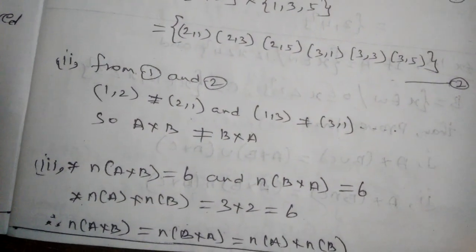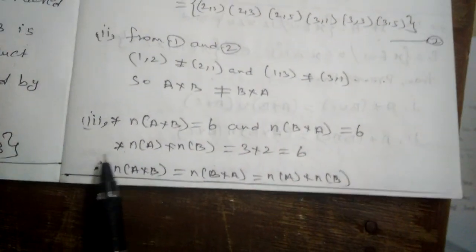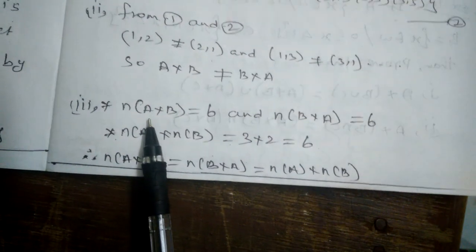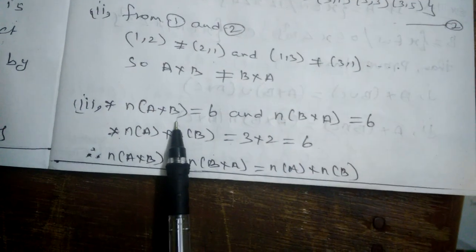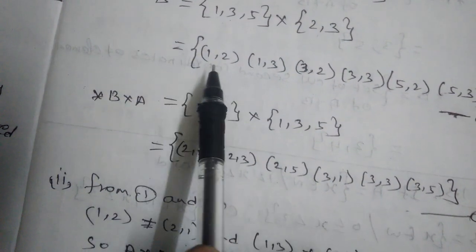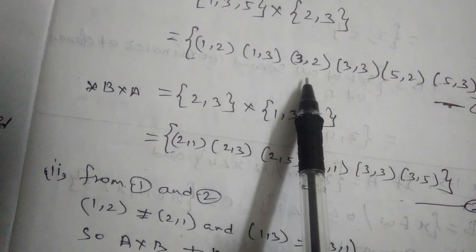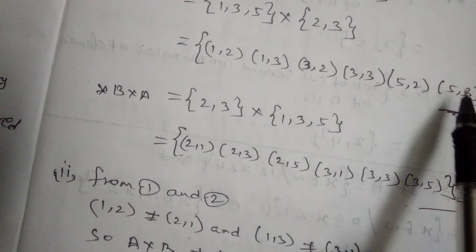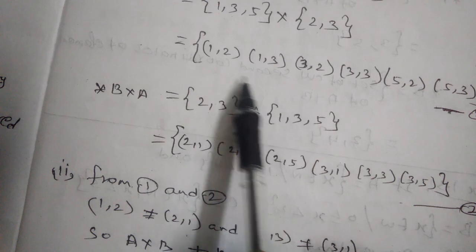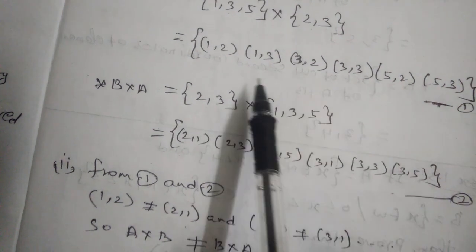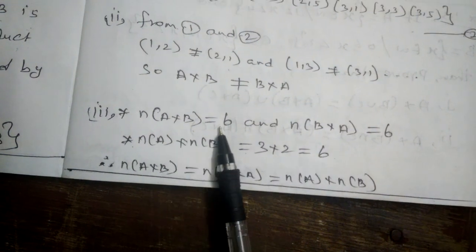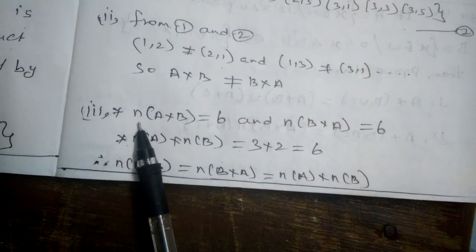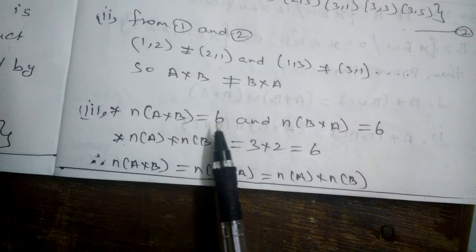Second answer solved. The third question is n of A cross B. What is n of A cross B? A cross B we have already found. How many terms are in A cross B? 1, 2, 3, 4, 5, 6. 6 terms, 6 pairs lie in A cross B. So n of A cross B is equal to 6. n of means number of. n of A cross B is equal to 6.